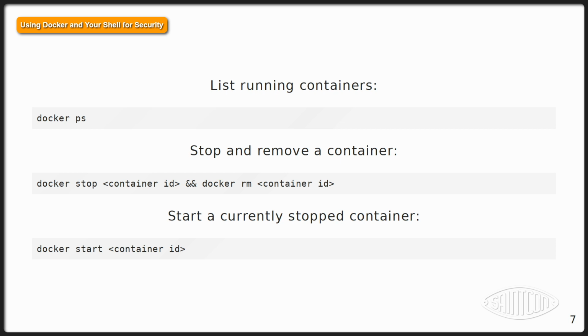Then here are some other basic commands as well, such as Docker ps to list your running containers, Docker stop to stop your container, and Docker rm to remove the container that you have stopped. And then finally, if a container is stopped and you want to start it, you can just do Docker start container ID.